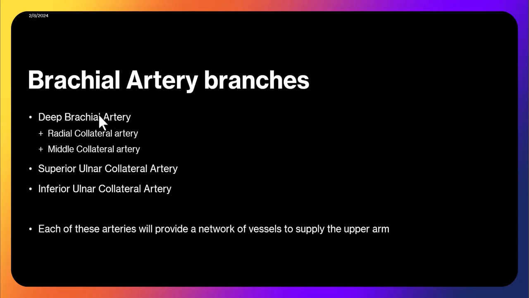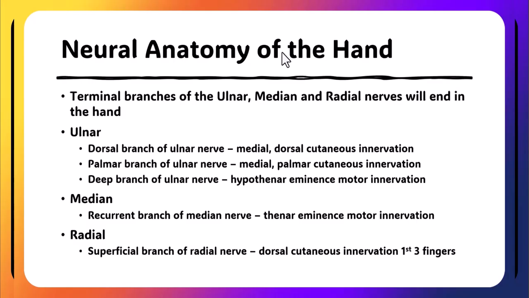So these again are the branches we talked about. You have your deep brachial artery, which is going to branch to your radial and middle collateral, and the superior and inferior ulnar collateral arteries. Each of these is providing a network of vessels to supply the upper arm.